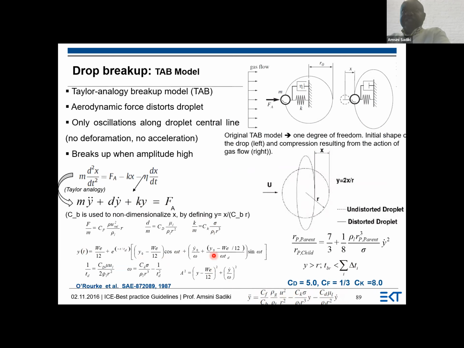And we obtain this solution here. And if we obtain this solution, then we can directly also derive the radius of the current droplet divided by the radius of the child, and we obtain that they depend on this y, what we obtain here, y dot, and we can then derive the radius we are looking for, and it is what we put in our calculation. It is the TAB model, and it is based on this equivalence with the Kelvin-Voigt body.